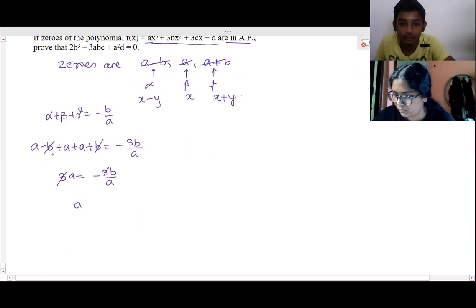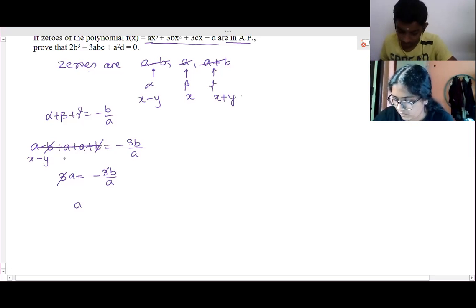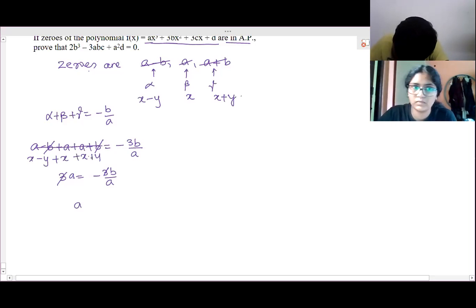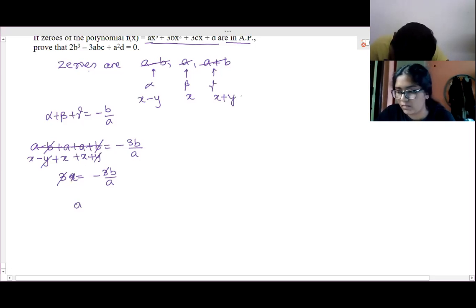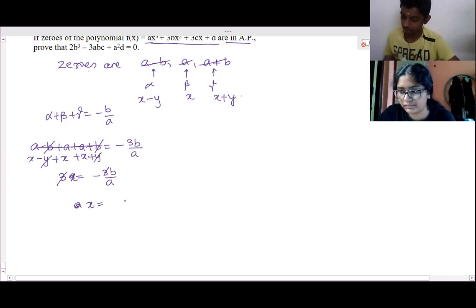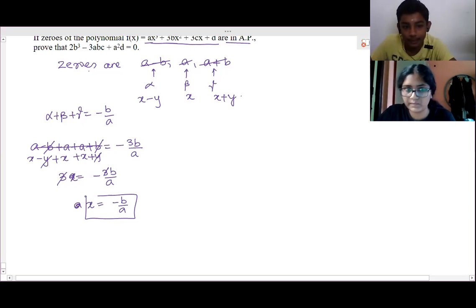Then it will be much easier. So it is x minus y plus x plus y. So y gets cancelled, 3x. So the value of x is minus b by a. So this is one of the zeros. Because a and b, there is a confusion. The student will start taking a this way. So better consider the zeros as different ones. Clear, everyone? Yes. This is also allowed, right?